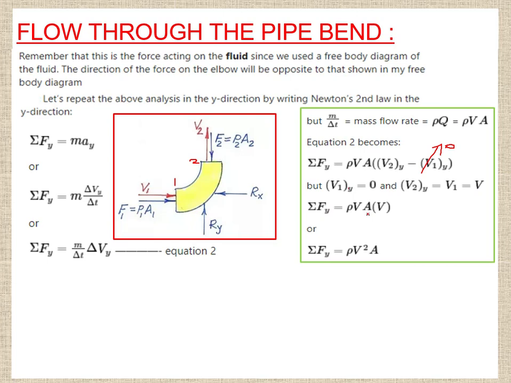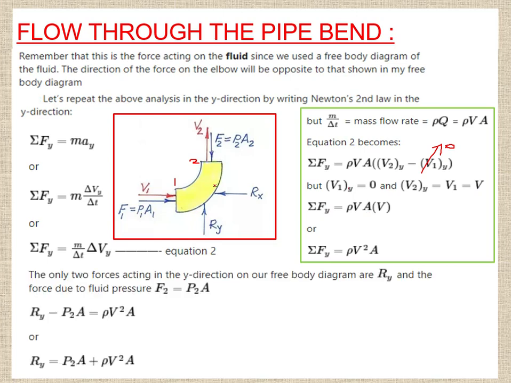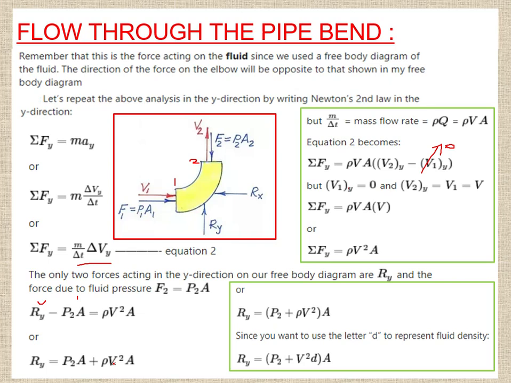Now we are going to analyze the net force acting in the y direction. There is Ry in the positive direction, and there is a pressure force in the downward negative direction. So sigma Fy: Ry is positive, minus P2A which is down, equal to rho V square A, which we have calculated already. So Ry will become P2A plus rho V square A. This is the final Ry value. So these are the two anchoring forces that we have to calculate.